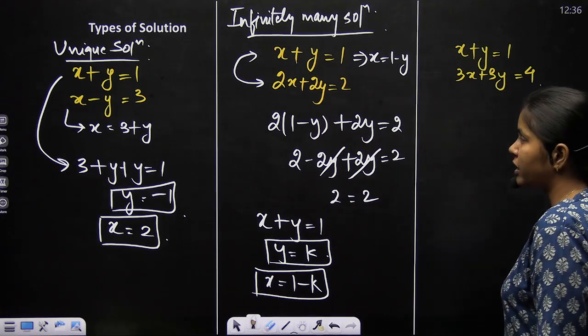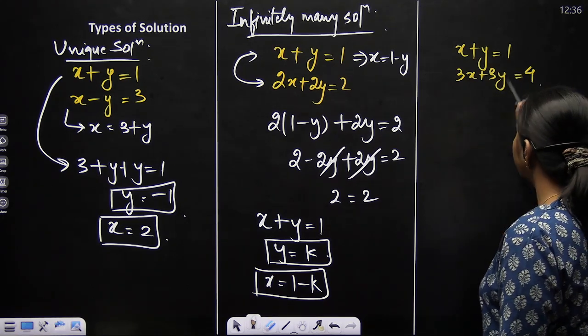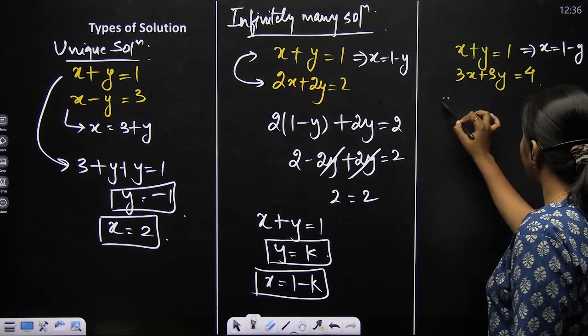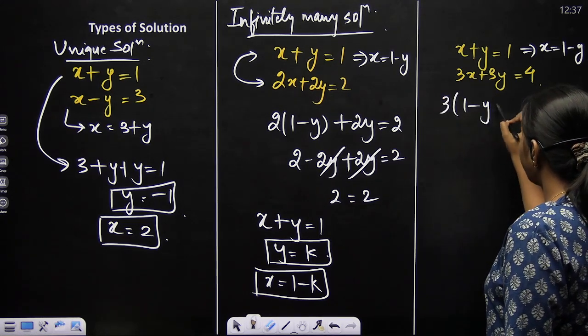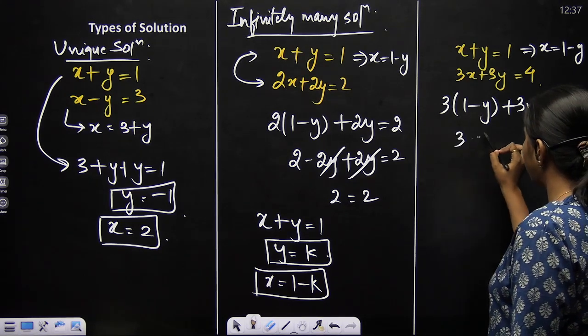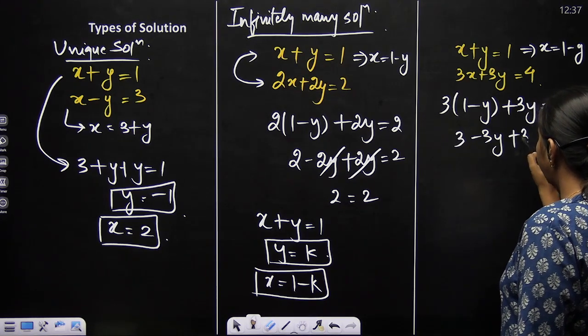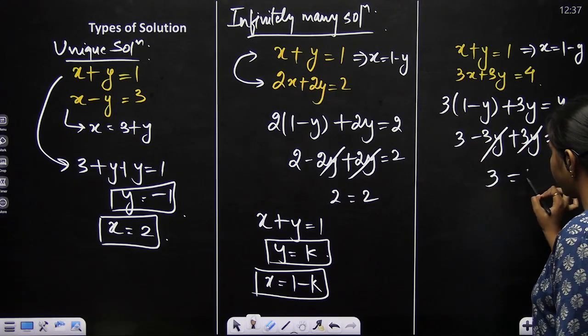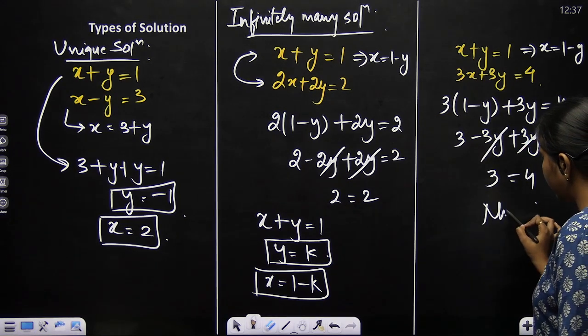Now here comes this set: x plus y is equal to 1. I'll find x from here, 1 minus y, and substitute. 1 minus y plus 3y is equal to 4. So we'll get 3 minus 3y plus 3y is equal to 4. 3y gets cancelled, 3 equals 4. Would it be possible? It would not be possible.